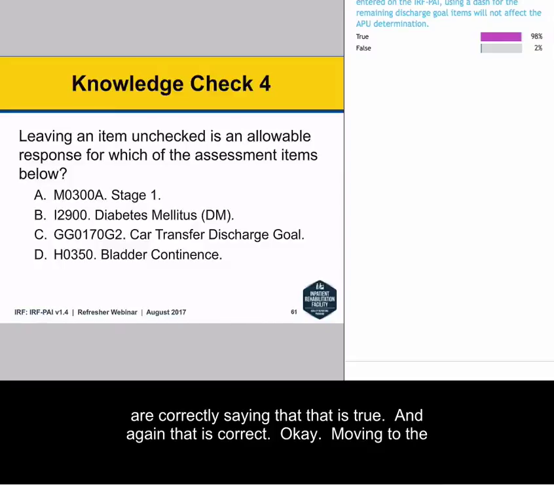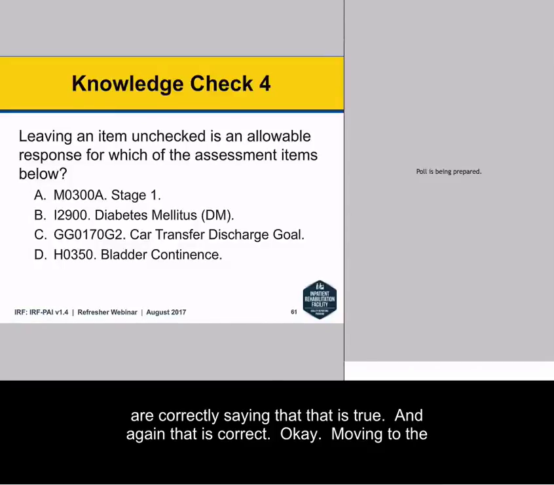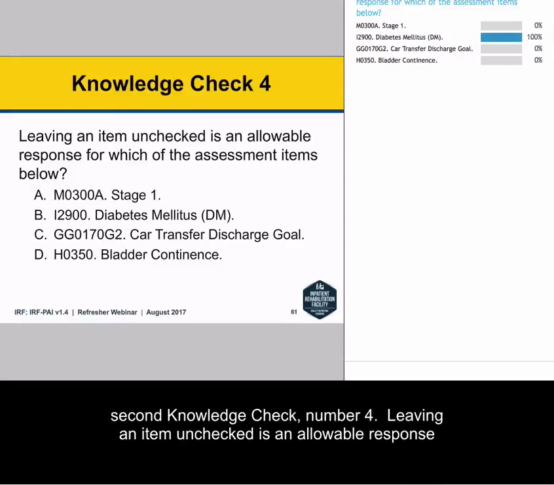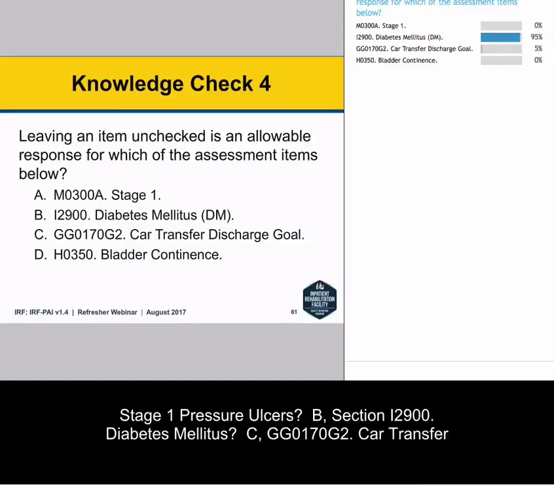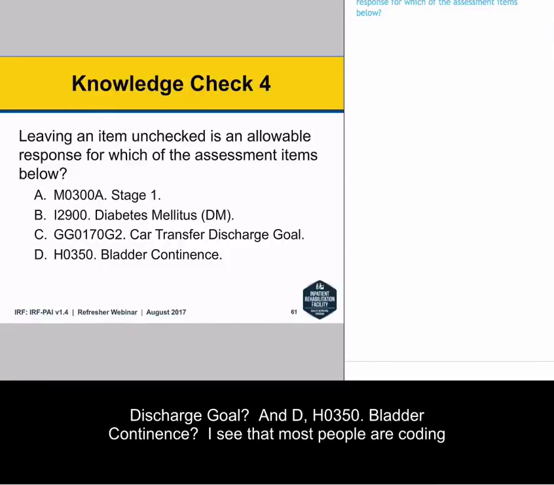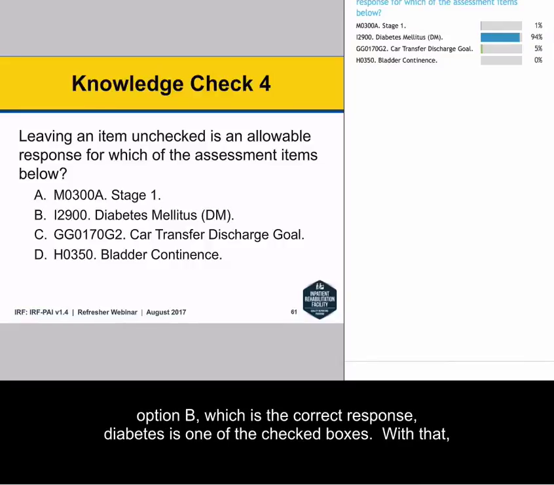Okay, moving to the second knowledge check, number 4. Leaving an item unchecked is an allowable response for which of the following assessment items below? Option A would be M0300A, stage 1 pressure ulcers. B, section I, I2900, diabetes mellitus. C, GG0170G2, car transfers, discharge goal. And D, H0350, bladder continence. I see that most people are coding option B, which is the correct response. Diabetes is one of the check boxes.